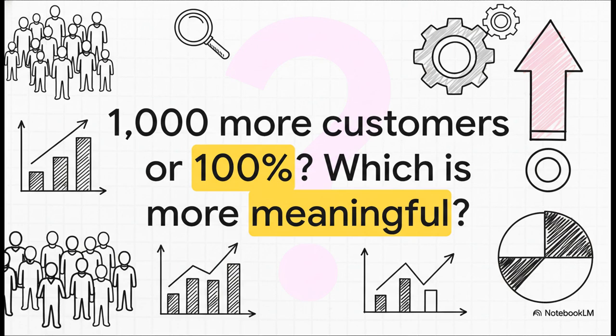So, let me ask you this. Which one of these statements gives you a better picture of a company's success? An increase of 1,000 customers. I mean, that sounds great, but it doesn't really have any context, right? A 100% increase, though? Whoa! That tells you a much more powerful story about growth. It tells you a company has literally doubled. And that's the core difference between just seeing a number and understanding its real-world impact.